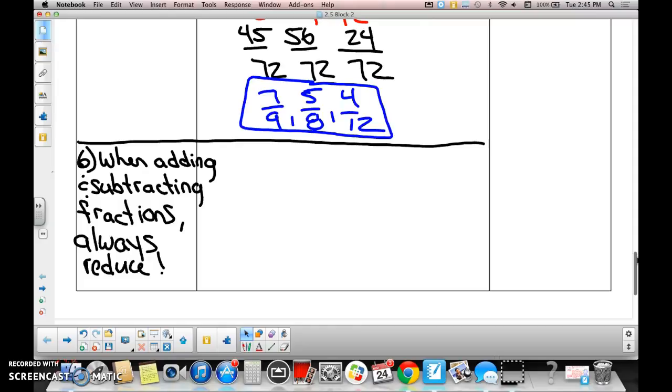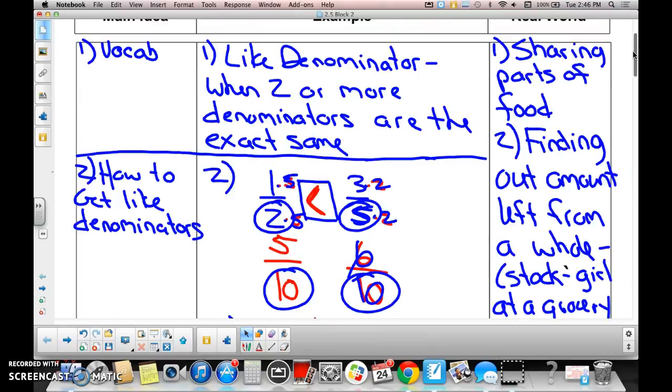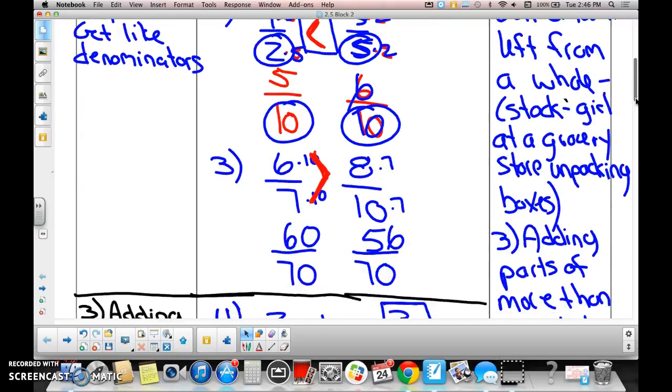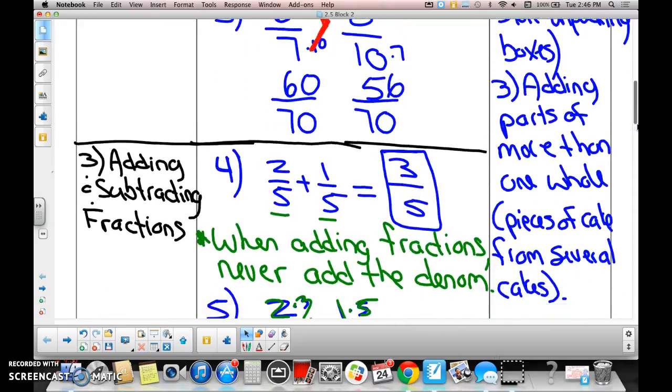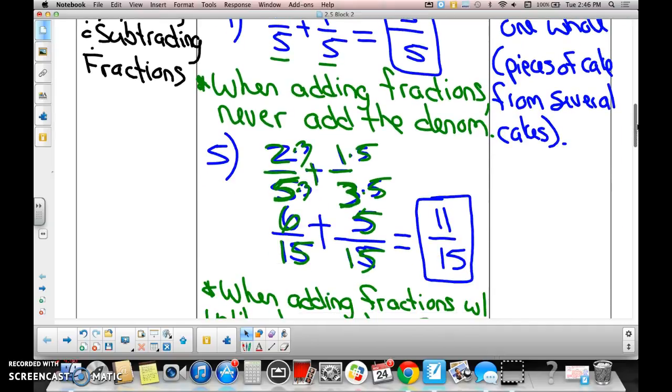Oh yeah, real world. Whoops. When would you ever use this? Well, when Annika and Alexis are eating pumpkin pie and they want to figure out how much they've eaten, that would be real world. Then we also talked about sharing parts of food, finding out what is left if you were a stock girl or a stock boy at a grocery store. And then somebody else told us yesterday, adding parts of more than one whole. I think we're talking about eating cake from several different cakes to figure out what the total amount of cake is that you have eaten.